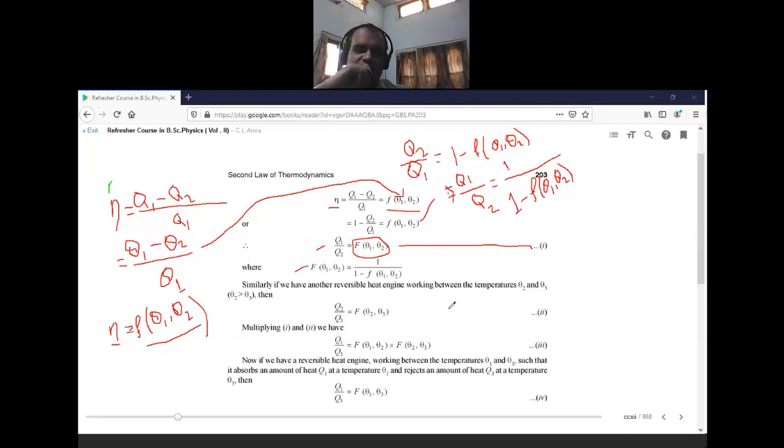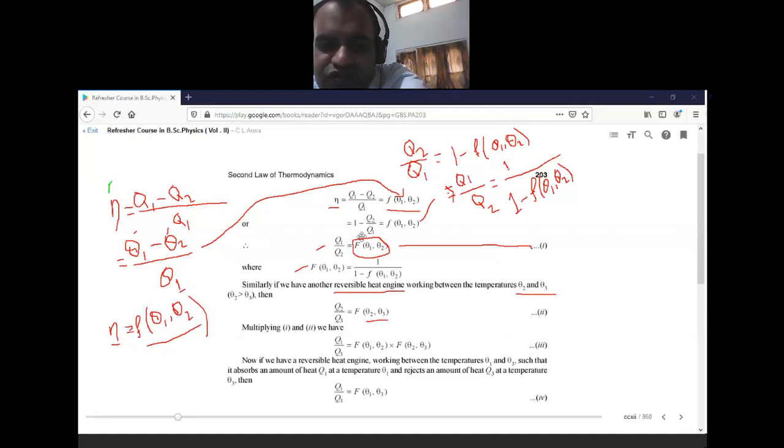If you have understood up to equation 1, then what is the next case? If similarly we have another reversible heat engine working between temperatures theta 2 and theta 3. Earlier we assumed that the temperatures were theta 1 and theta 2. Now, in that case, what we can write: q1 by q2 is f, a function of theta 1 and theta 2. Therefore, q2 divided by q3 is a function of theta 2 and theta 3.